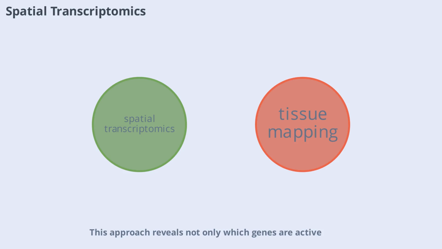Spatial transcriptomics is an emerging technique that maps gene expression within the context of tissue architecture. This approach reveals not only which genes are active, but also where they are expressed, providing a new dimension to our understanding of biology. Spatial data is crucial for studying complex tissues and disease microenvironments.